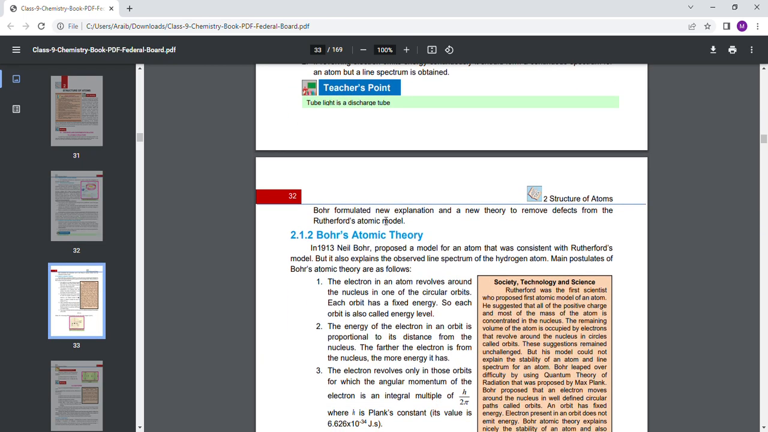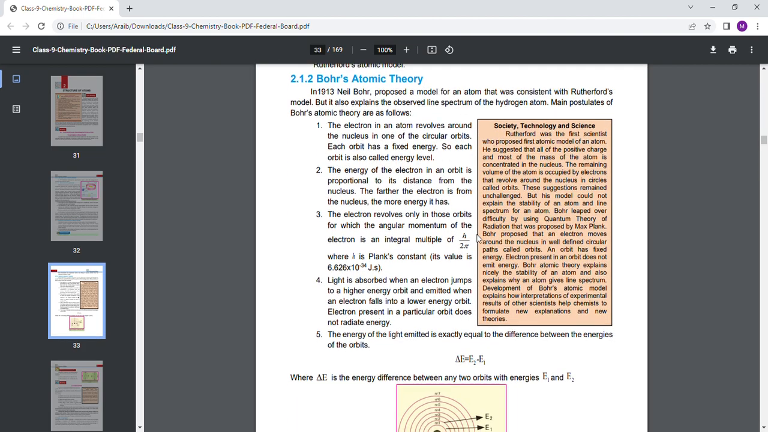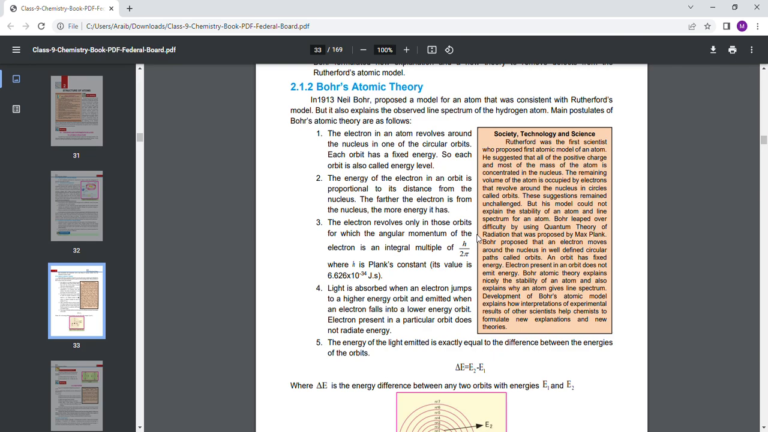Bohr formulated a new explanation and a new theory to remove defects from Rutherford's model. So, the Rutherford model has some defects, and Bohr proposed a new theory to remove these defects. In 1913, Niels Bohr proposed a model for an atom that was consistent with Rutherford's model, but it also explains the observed line spectrum of the hydrogen atom.